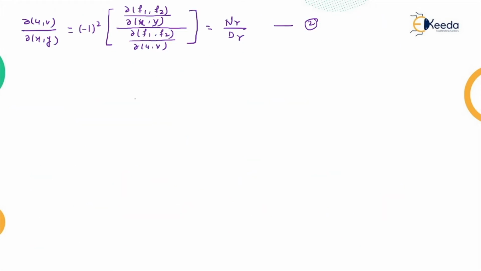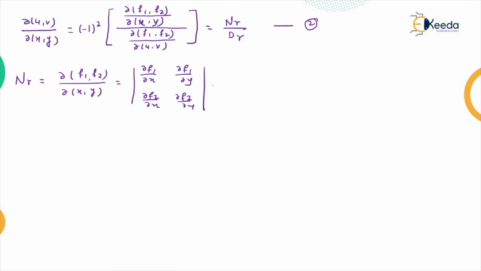Now let's see what is a numerator, guys. I am calculating first what is a numerator. So numerator is equal to ∂(f1, f2)/∂(x, y), and this is equal to the determinant of ∂f1/∂x, ∂f1/∂y, ∂f2/∂x, and ∂f2/∂y.